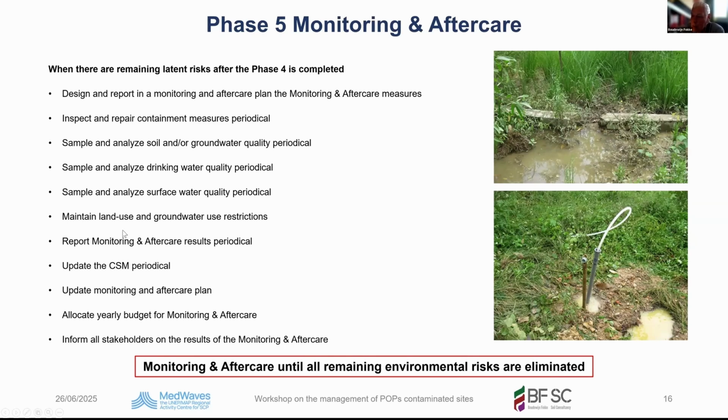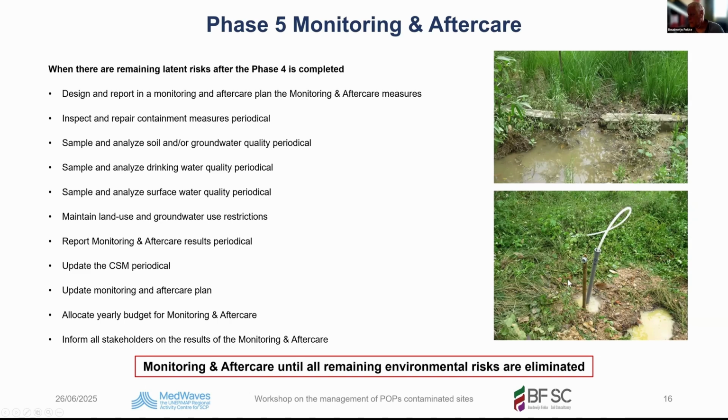So sample and analyze drinking water, sample and analyze surface water, maintain land use and groundwater use restrictions, and report monitoring results periodically. If you have your monitoring results, you should make reports and share the information with the stakeholders. The information in the reports should be used to update your conceptual site model because the situation changed. And based on that, you update your monitoring and aftercare.